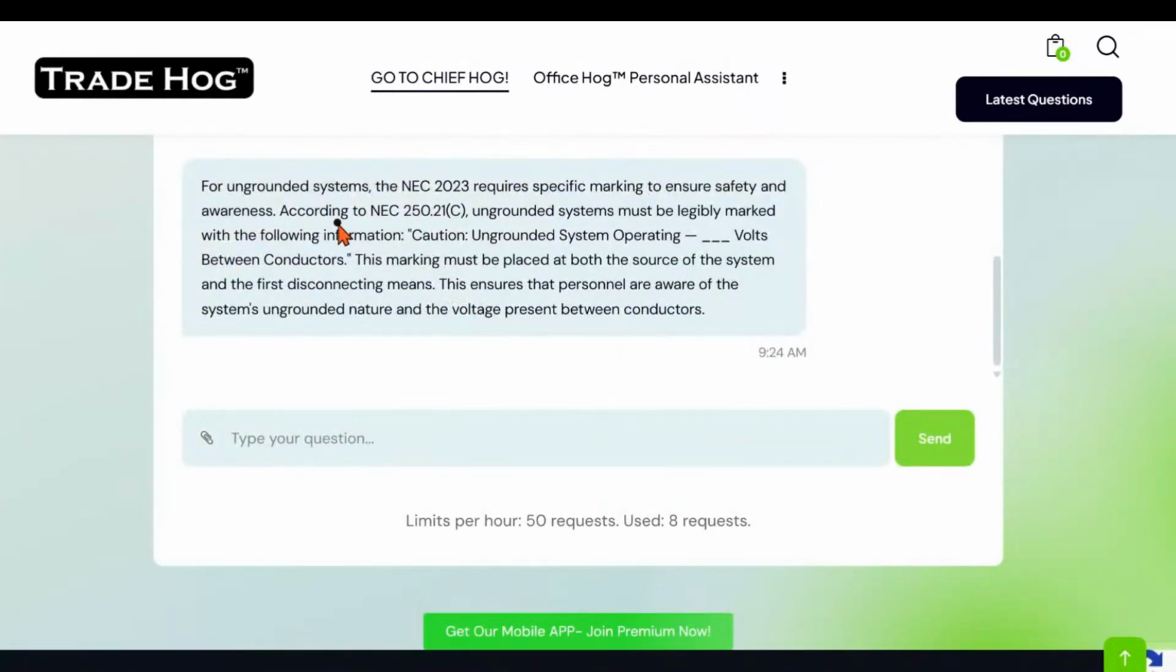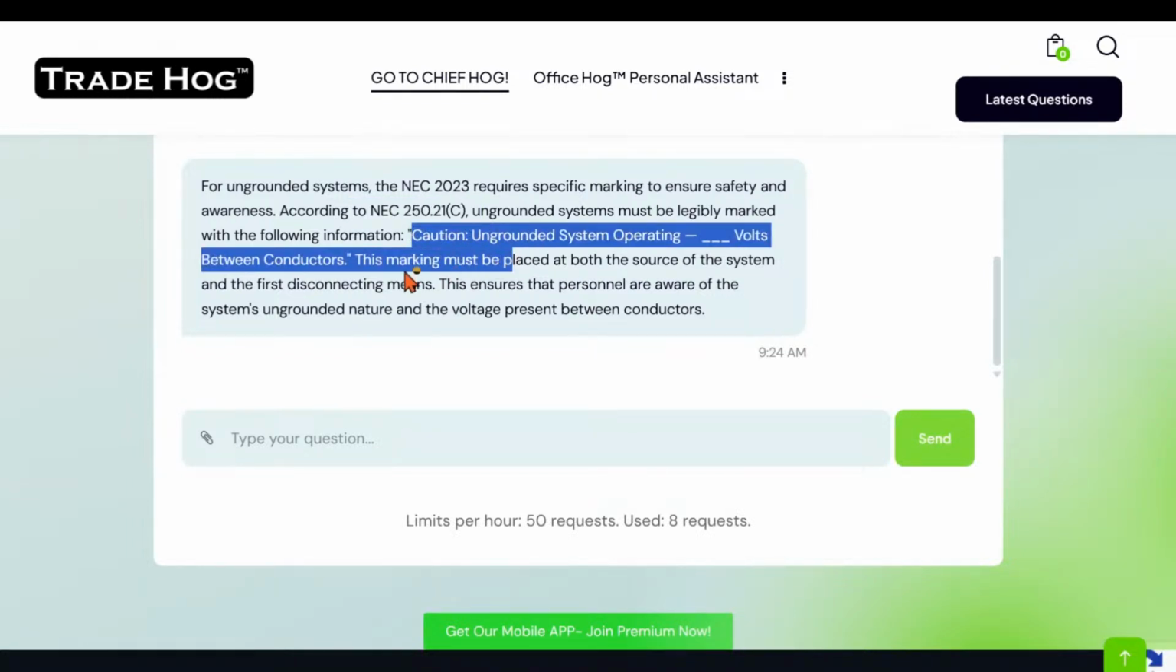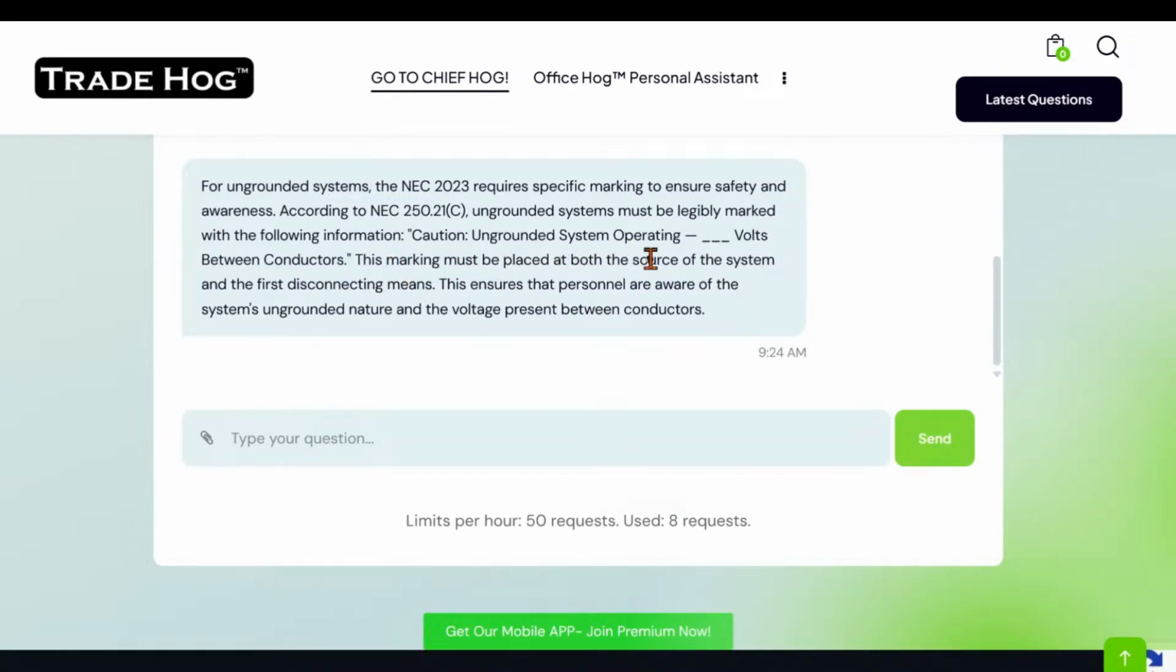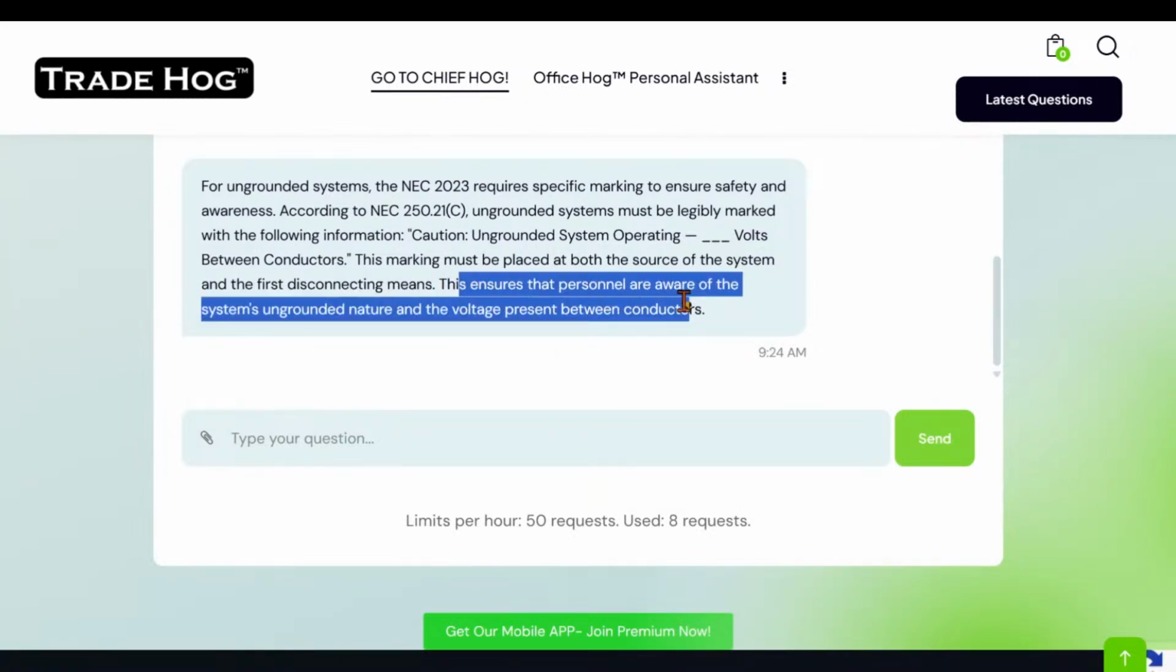This is how we tune the model, okay? And this is why we try to do it so that you don't copy and paste code questions from exam preps, because they can be wonky. This is how you would ask it in the field. And here it gives you the value, it gives you the code reference, and here you see what it said. It says this marking must be placed on both the source of the system and the first disconnecting means, okay? That is the accurate answer and how you ask.